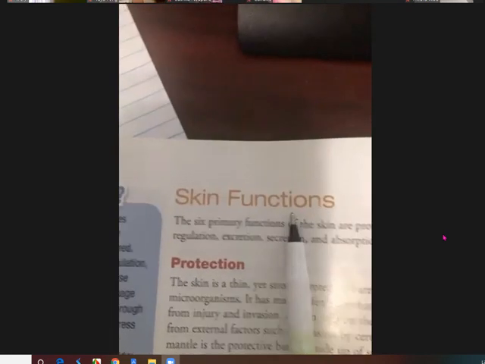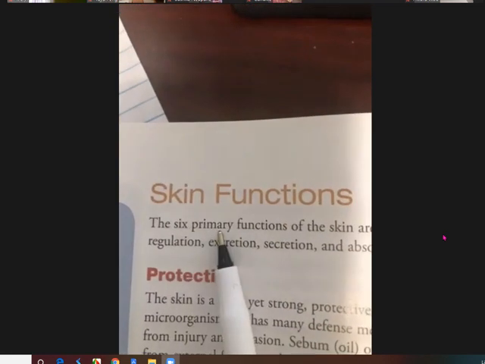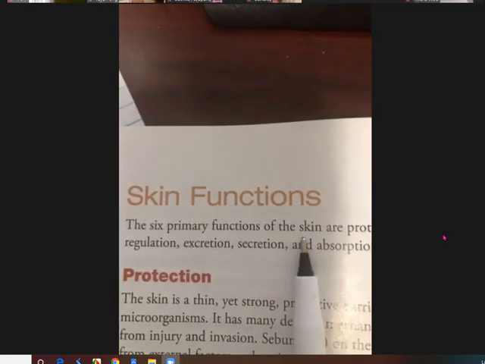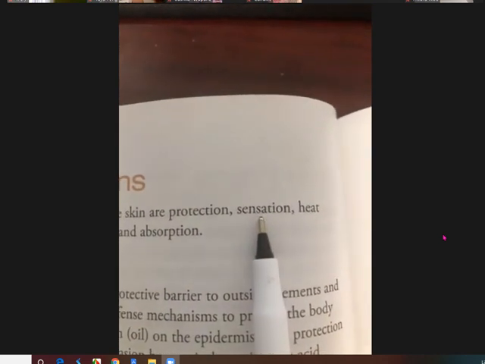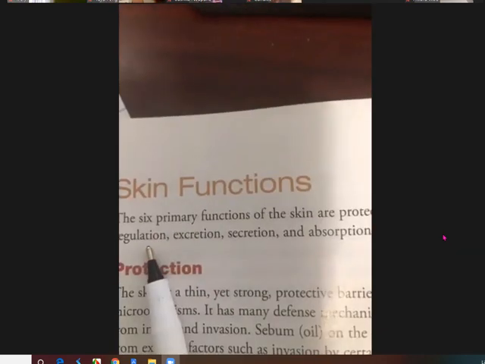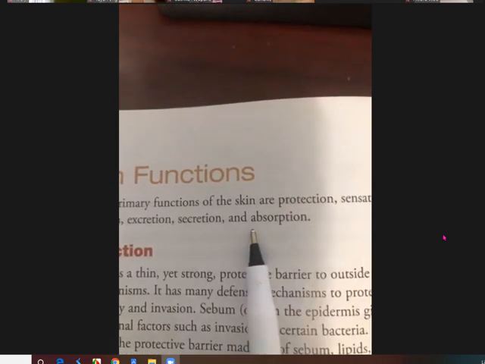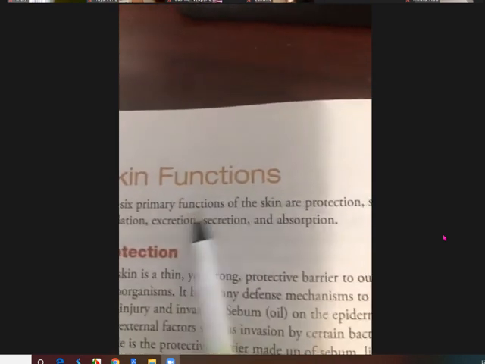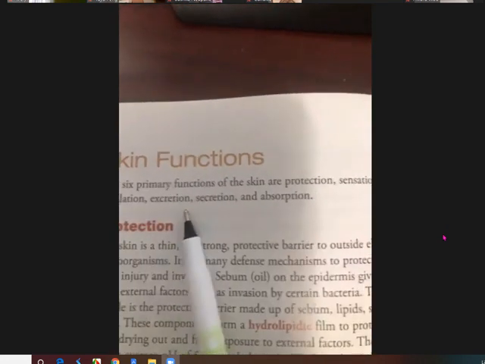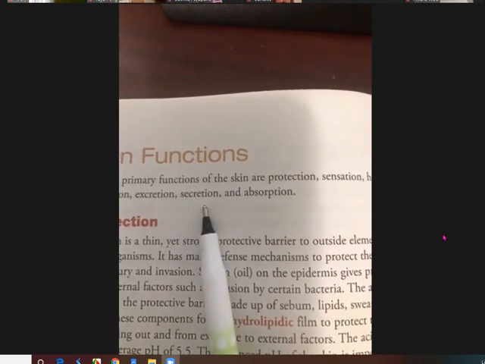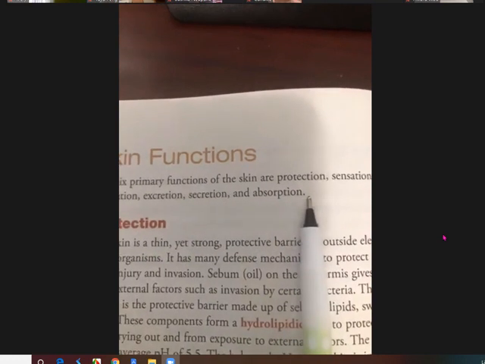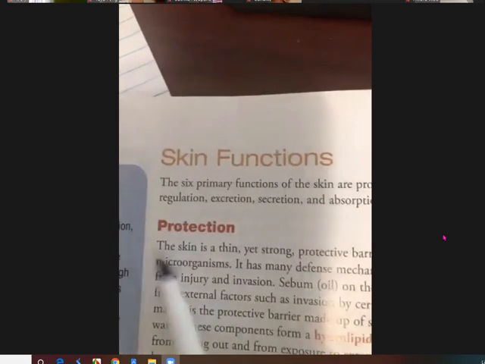Now, your skin function. Your skin has six primary functions: one, protection; two, sensation; three, heat regulation; four, excretion; five, secretion; and six, absorption. So the six primary functions of skin are protection, sensation, heat regulation, excretion, secretion, and absorption.